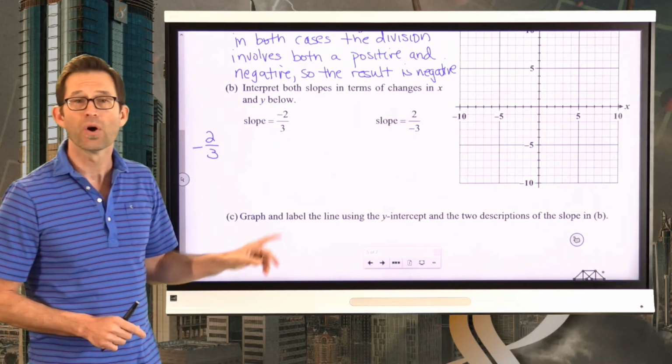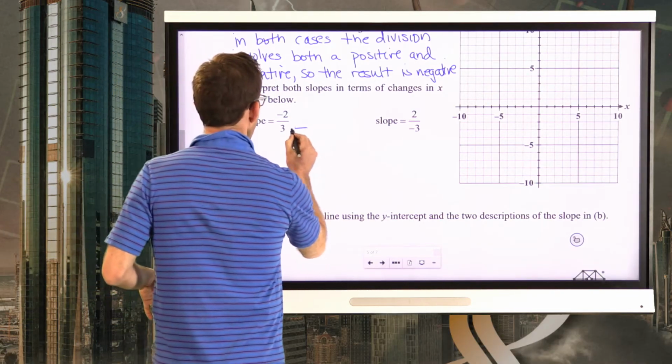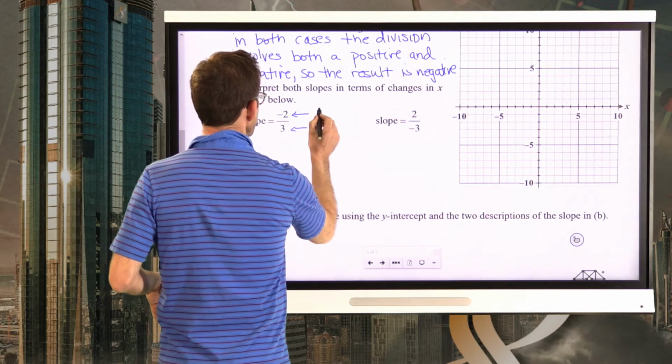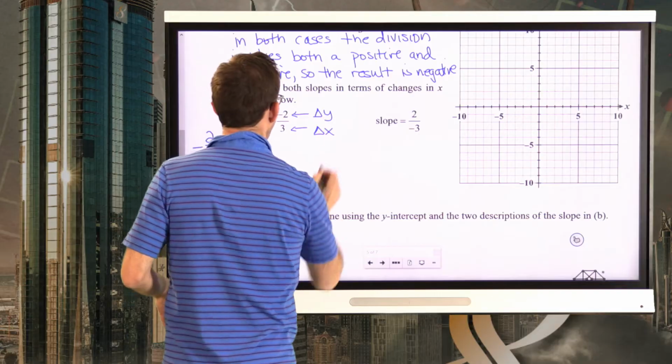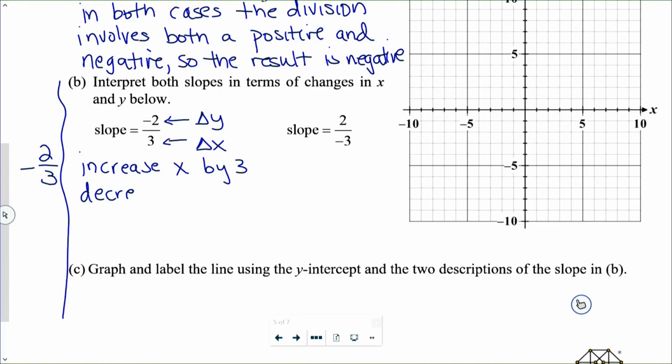Well, okay, so in this case, when we look at this and we know that the 3 is the change in x and the negative 2 is the change in y, this basically means, right, increase x by 3 and we decrease y by 2, right?